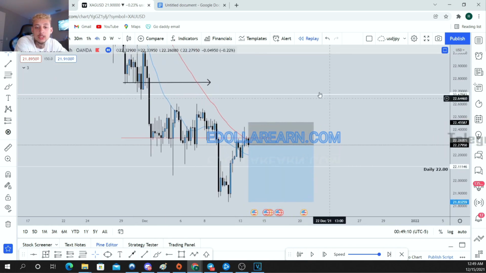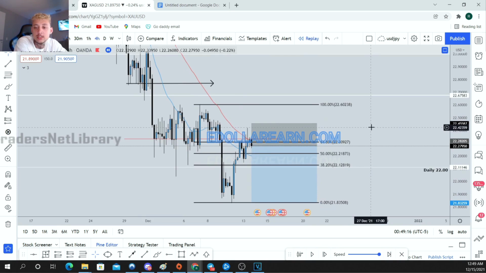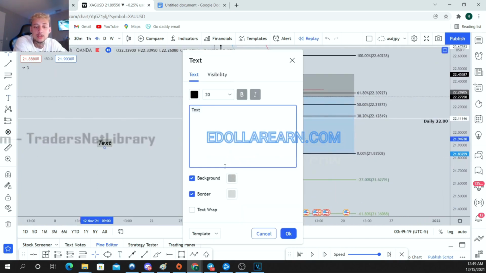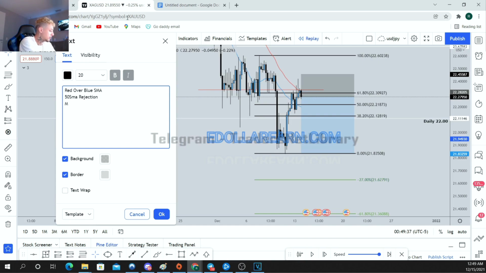Now, when it comes to actually taking this sell position, let's first of all pull out our Fibonacci retracement tool. See, that's about a 61.8. So let's actually go into the process of identifying what type of trade this is. So just on the 4-hour time frame alone, we have the red over blue SMA. We have the 50 SMA rejection. We have a medium probability bearish engulfing. We also have a 61.8 on fibs. Along with the 61.8 on fibs, we have a break and retest.